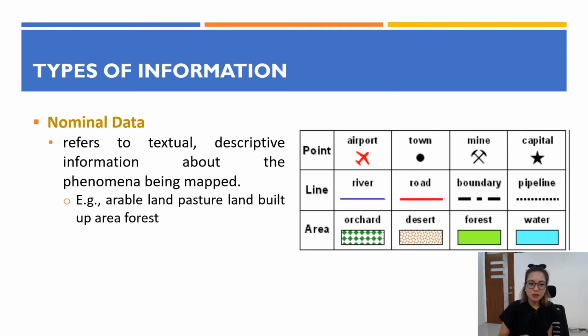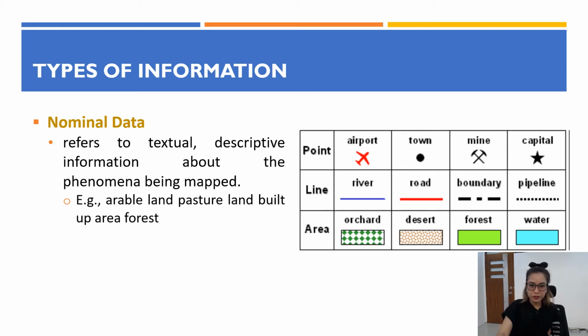Now let's jump into the types of information. There are, I think, 3 types of information, if I'm not mistaken. First is the nominal data. So let's discuss what a nominal data is. This type of data refers to textual descriptive information about the phenomena being mapped. So, say for example, arable land, pasture land, built up area or forest, no? So, the information is just descriptive.